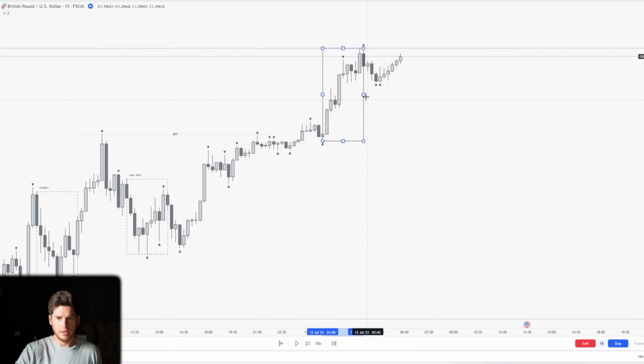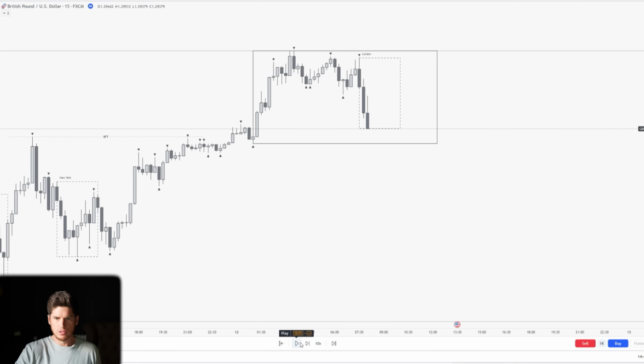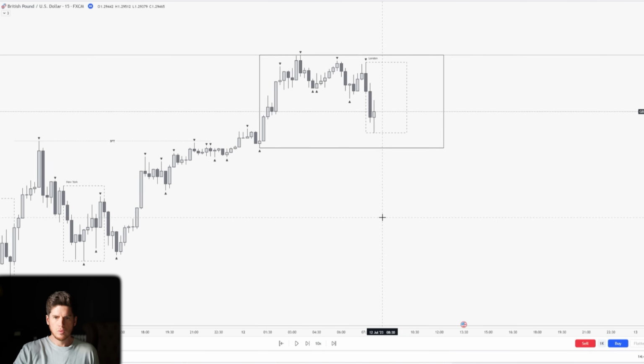But we obviously don't know when. So we just wait for the 15-minute setups to arise. Where are we now? Just getting closer to London. This is London session here. So here, strong follow through, we can buy anywhere.